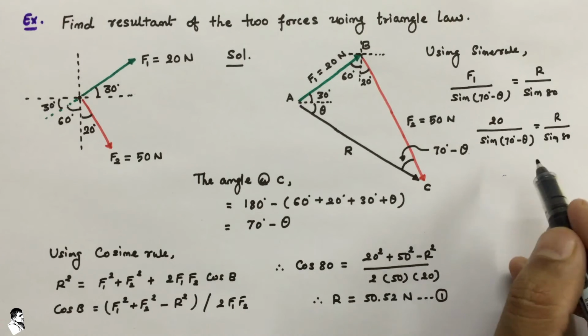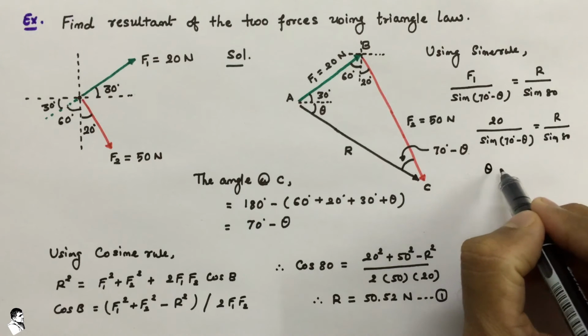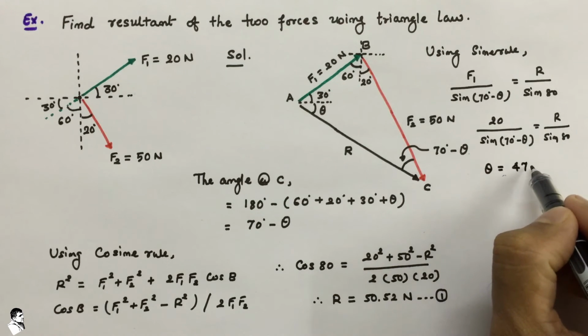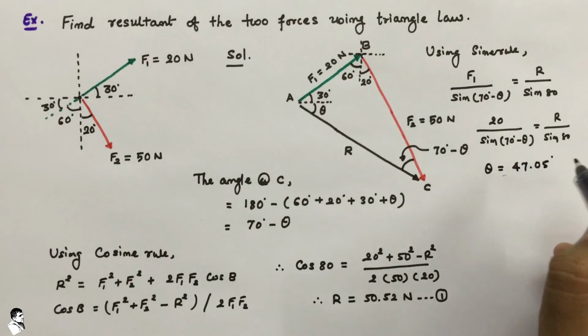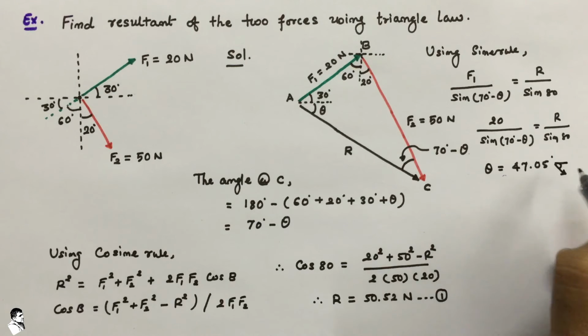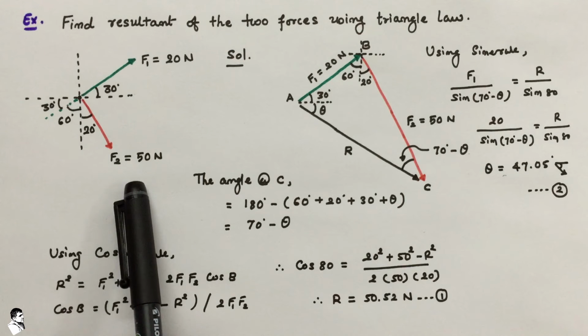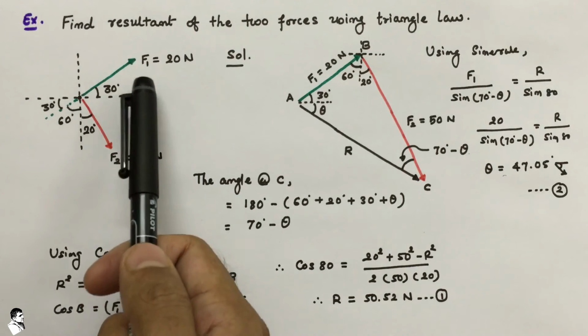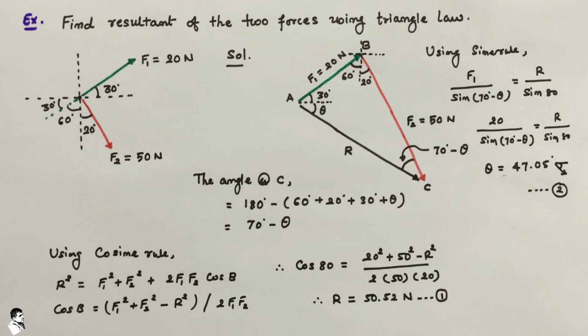So if we solve that, we have an answer for theta, and that theta would be 47.05 degree, and that theta is with horizontal in this particular direction. So this is our answer number 2, that represents the theta of that particular resultant. Now the resultant can be obtained by drawing force 2 as the first force as well as force 1 as the second force.